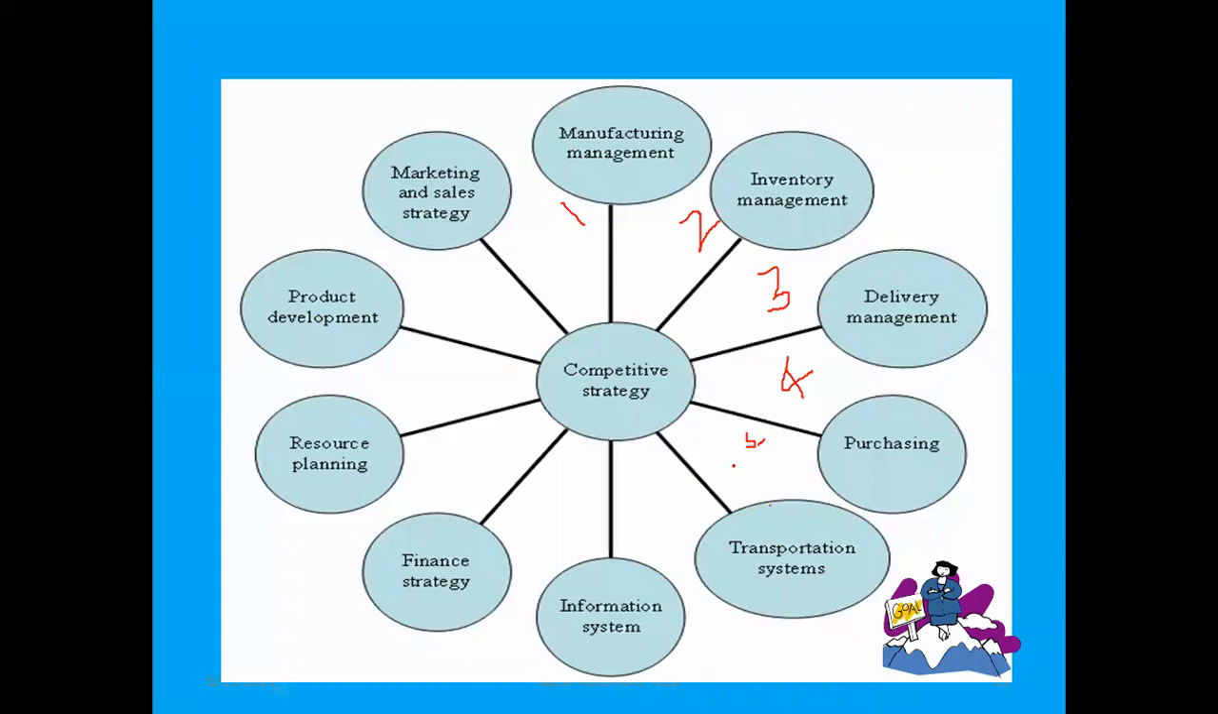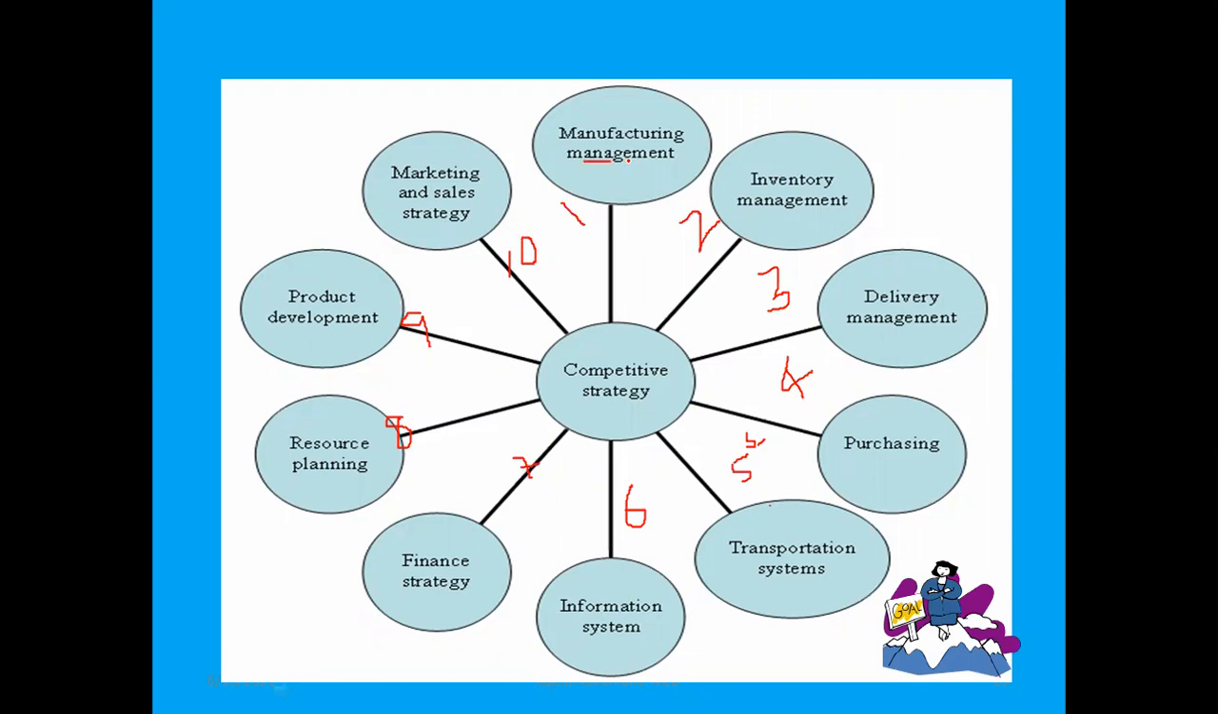Next one is transportation system management. Next one is information management. Next one is power, right? Finance strategy. Next one is resource planning. Next one is product development. Next one is marketing and sales strategy. So these are the 10 types of competitive strategy which a firm requires in order to have a competitive edge.